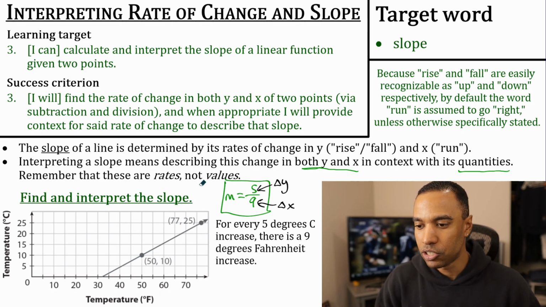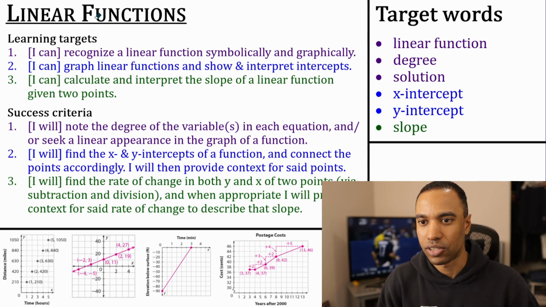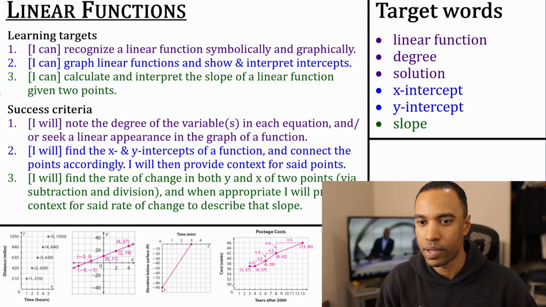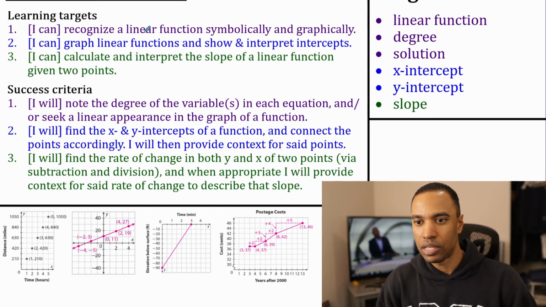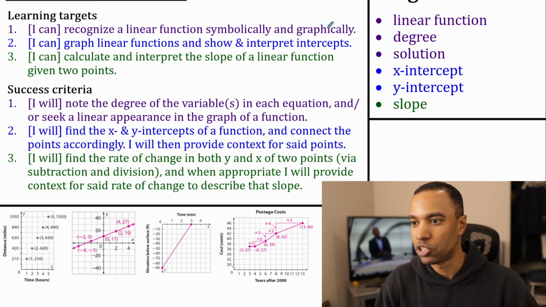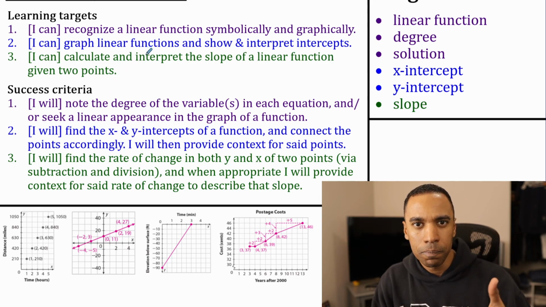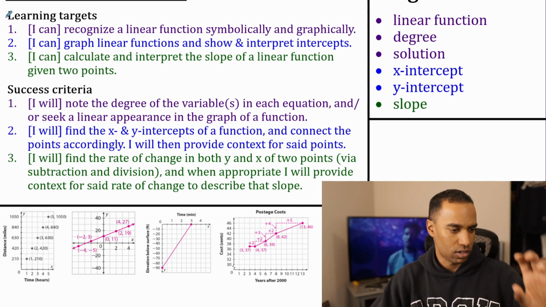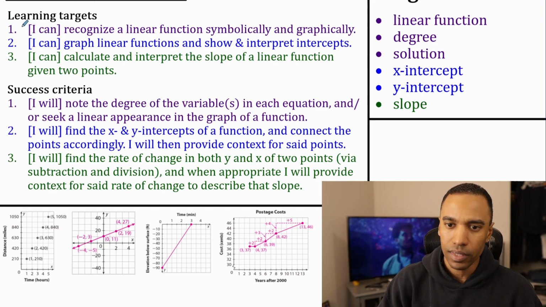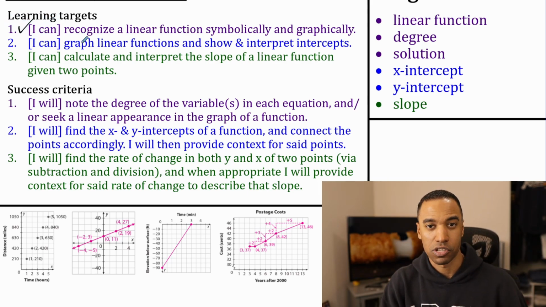All right, so that'll do it for this stuff here. I'm going to go back to this last slide again. Take a look at what we just learned, what some of the target words were. Were we able to do these? I can recognize a linear function symbolically and graphically by looking at the degree of the variable. Remember, degree 1 makes it linear. If it's a degree 2 or absolute value or square root or rational, it's not linear. Yeah, I think we saw that. And on a graph, does it make a line?